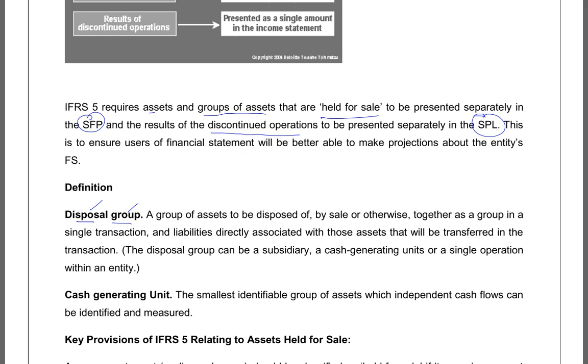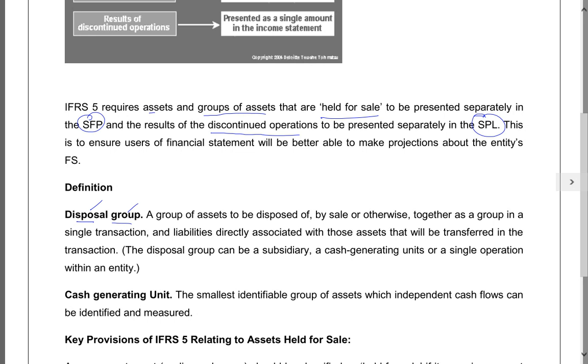Example, when we buy property, it is our asset. Do we also take a loan to buy an asset? Yeah, so there is a liability that is associated with this asset. So if we intend to sell this asset, we also look at the liability that is associated with this asset. Okay, Nabila? All right. Directly associated liability that will be transferred in the transaction.